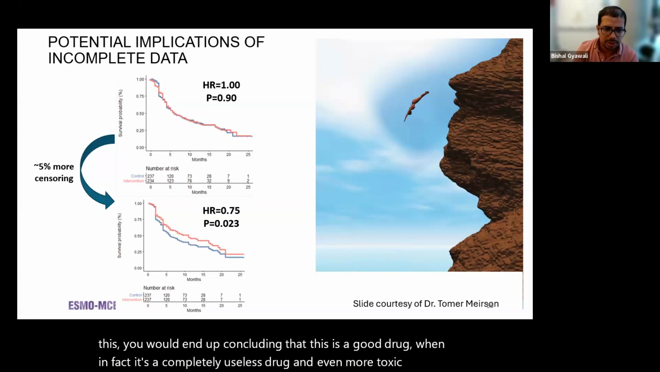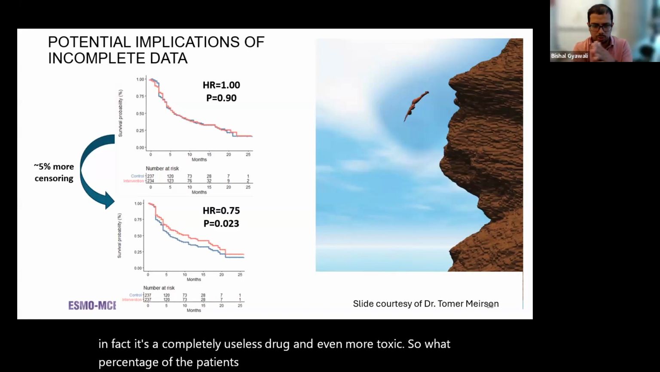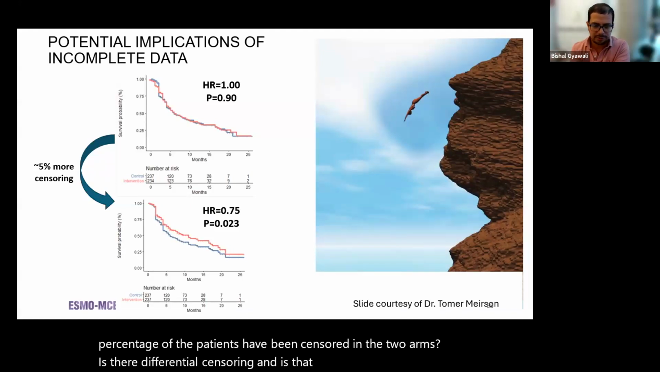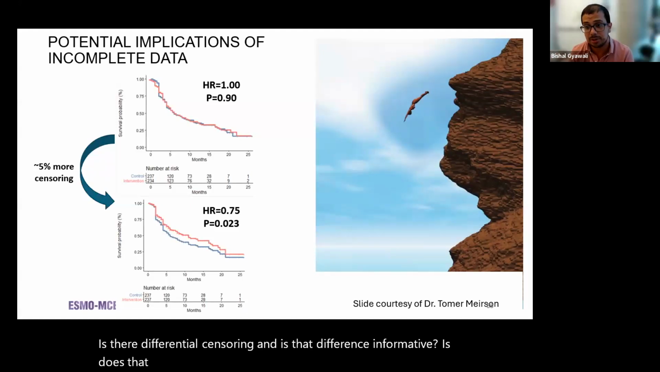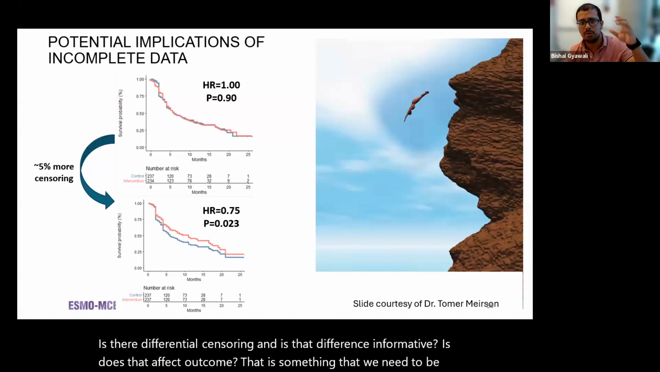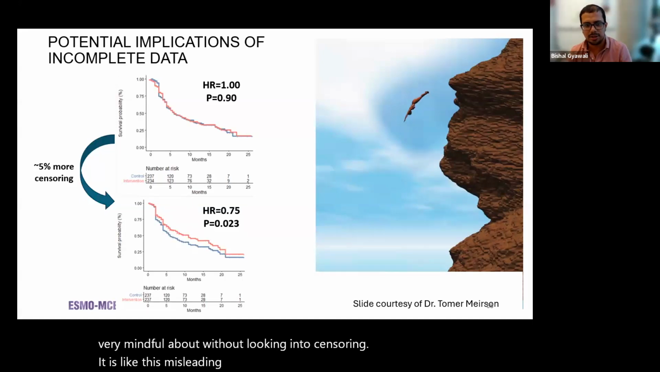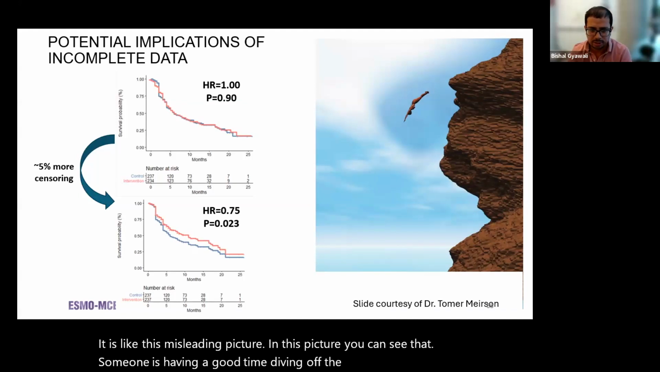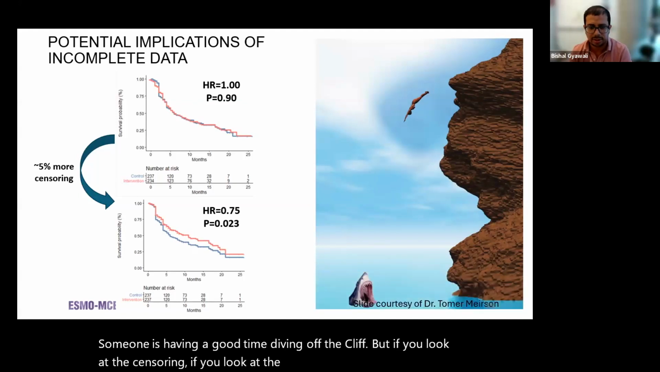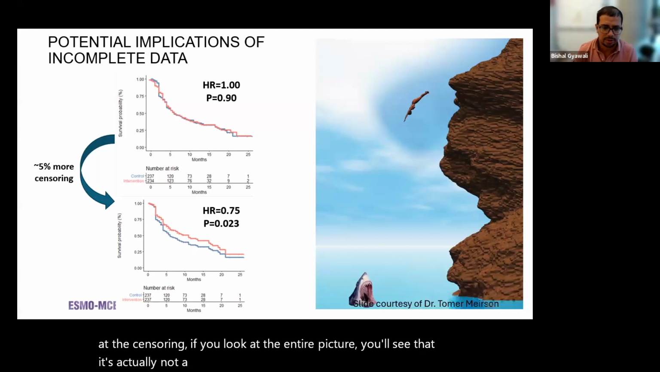So what percentage of the patients have been censored in the two arms? Is there differential censoring, and is that difference informative? Does that affect the outcome? That is something that we need to be very mindful about. Without looking into censoring, it's like this misleading picture. In this picture, you can see that someone is having a good time diving off the cliff, but if you look at the entire picture, you'll see that it's actually not good news. There is a shark waiting for this person underneath.